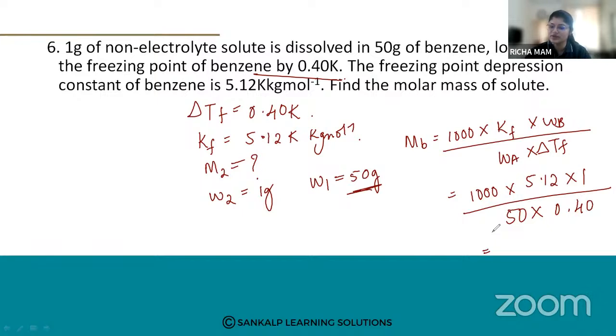Okay, now you do this. So 1000 into 5.12 into 1. This comes to 5120 divided by 50 into 0.40. So this is 20. So 5120 divided by 20. Divided by 20, you will get 256 gram per mole. Is it so? Yes. Okay.